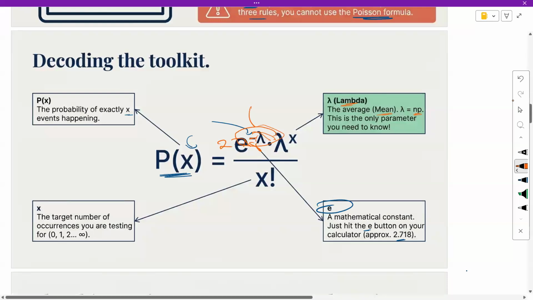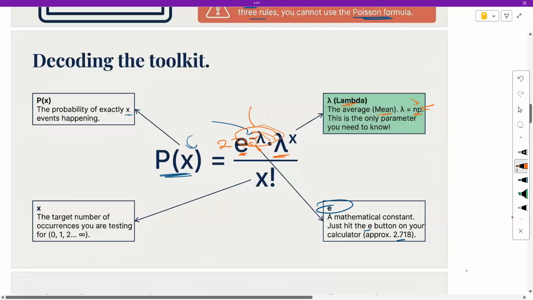Lambda is n times p, the number of trials and the probability of success. This is the only parameter you need to know. It's a very straightforward thing. E is 2.718, and here we have e to the minus lambda, into lambda.